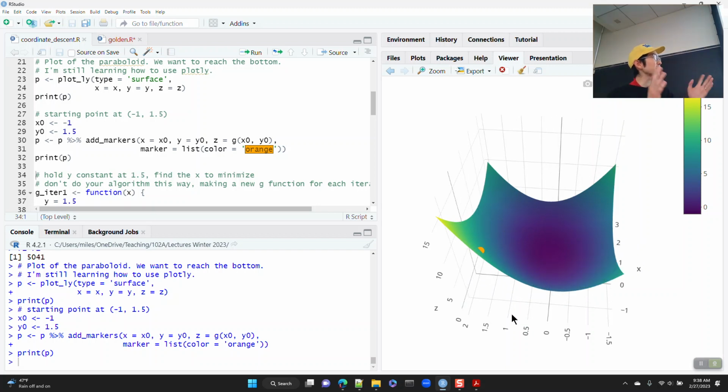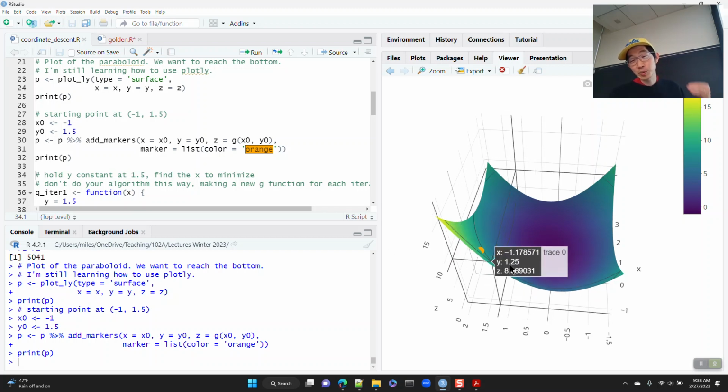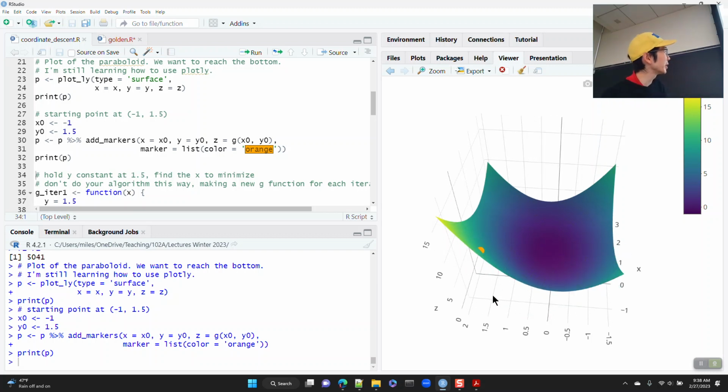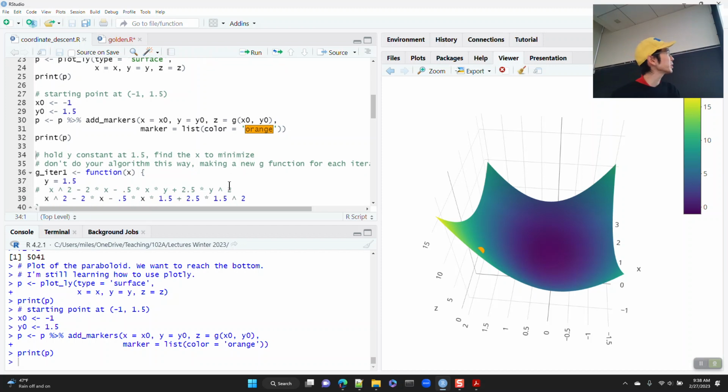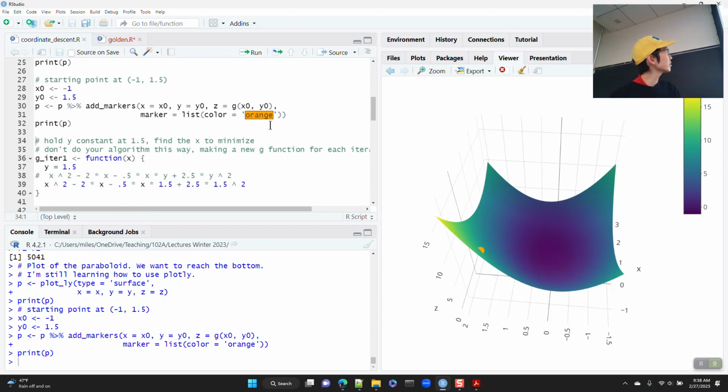All right, so gradient descent would actually find the multivariable gradient, and it would point us in the direction of steepest descent, and then we would go in the opposite direction. It would basically roll the ball downhill. But we're going to do coordinate descent, and so we're going to say, okay, my starting x0 is negative 1, and my starting y0 is 1.5.